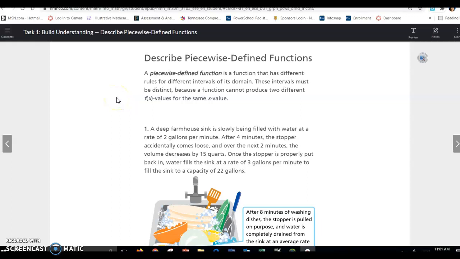Right, this is lesson 8.1, task 1. Describe a piecewise defined function. A piecewise defined function is a function that has different rules for different intervals of its domain. These intervals must be distinct because a function cannot produce two different f of x values for the same x value.